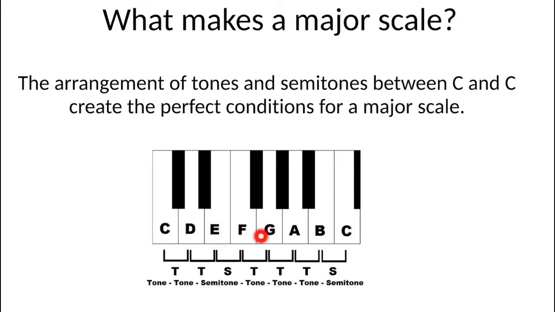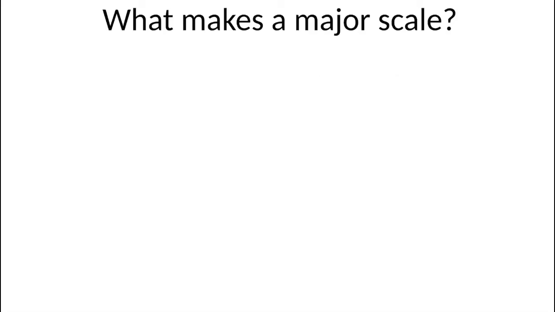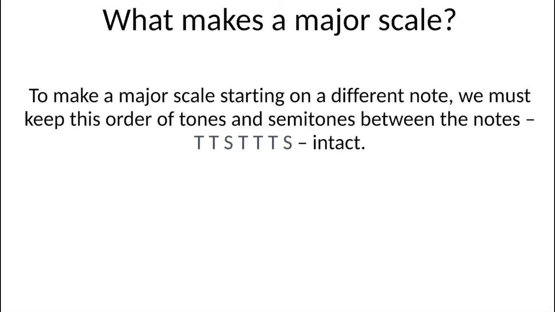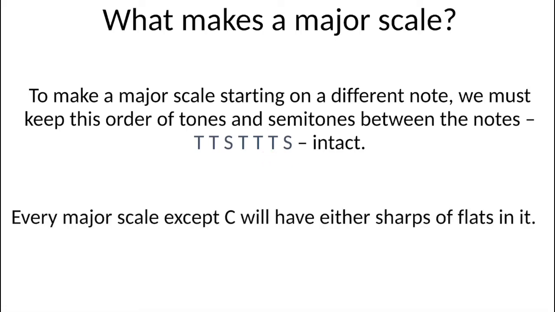How about between F, G? That's a tone, because there's a note in between. Between G and A, another tone. Between A and B, another tone. Between B and C, semitone. So to make a major scale, we must keep that arrangement of the tones and semitones. Tone, tone, semitone, tone, tone, tone, semitone. That's what makes a major scale.